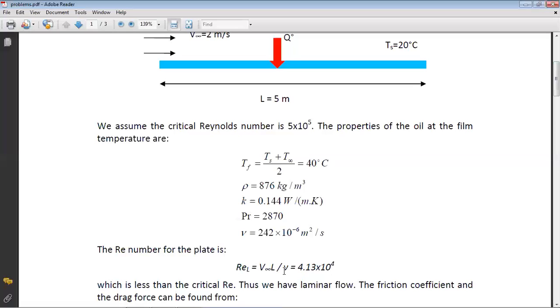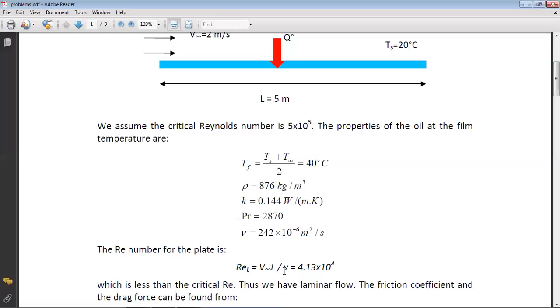Now that will be taken from the heat transfer data handbook at the film temperature. Now the film temperature is nothing but the average temperature of the surface as well as the flowing fluid. The surface is at 20 degrees Celsius and the fluid is at 60 degrees Celsius. If you take the average, your film temperature will be 40 degrees Celsius. Therefore, you need to take the properties corresponding to 40 degrees Celsius.